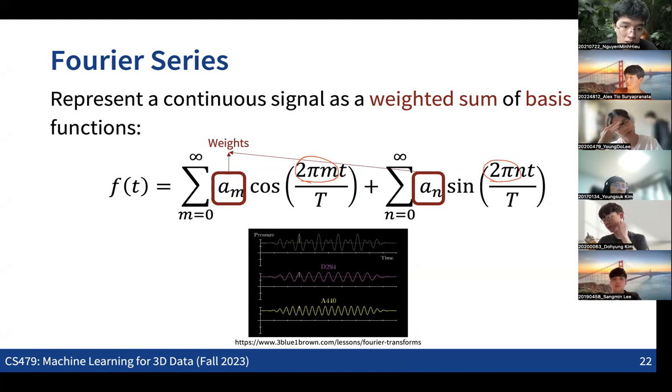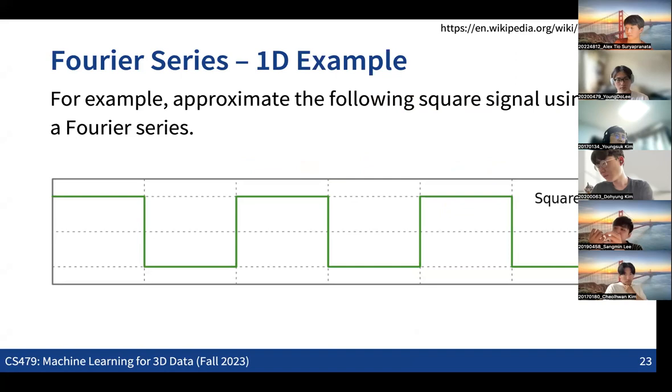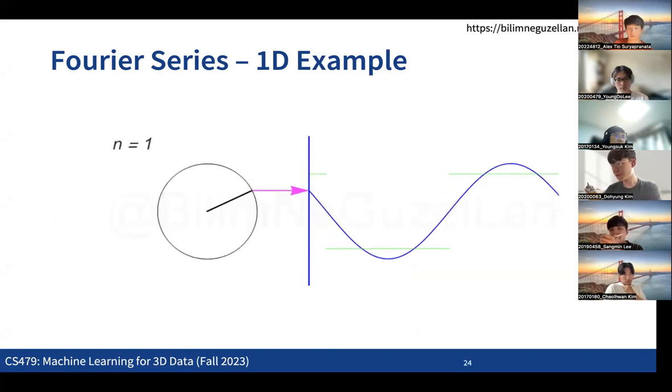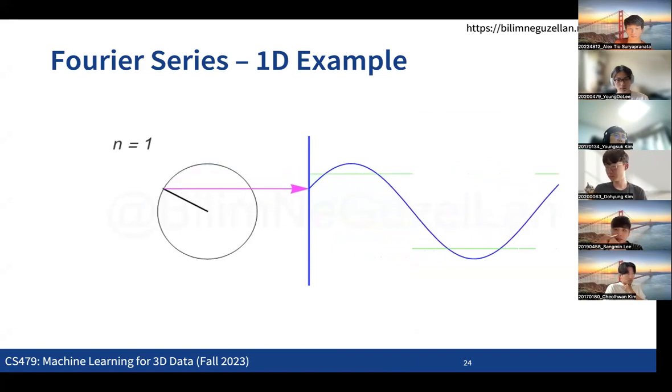So what we can see is that when we have an arbitrary function, let's assume that we want to approximate this square signal function using the Fourier series. Then what we can do is take a weighted sum of the basis functions. This is the case where we are approximating this green line here.